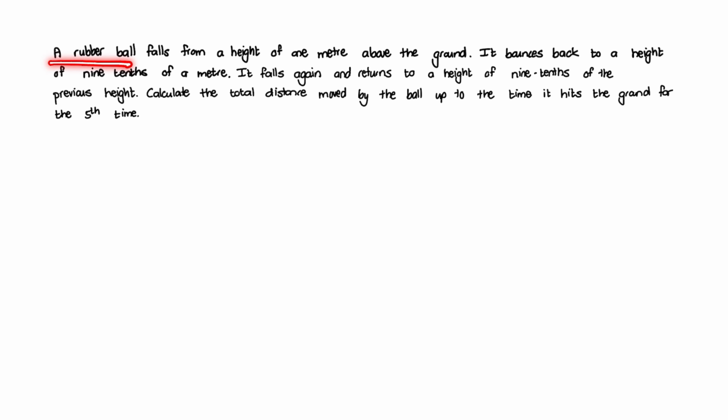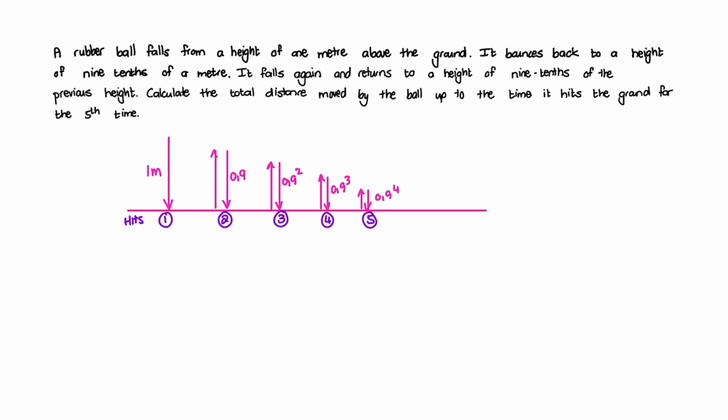A rubber ball falls from a height of 1 meter above the ground. It bounces back to a height of 9/10 of a meter. It falls again and returns to a height of 9/10 of the previous height. Calculate the total distance moved by the ball up to the time it hits the ground for the 5th time.